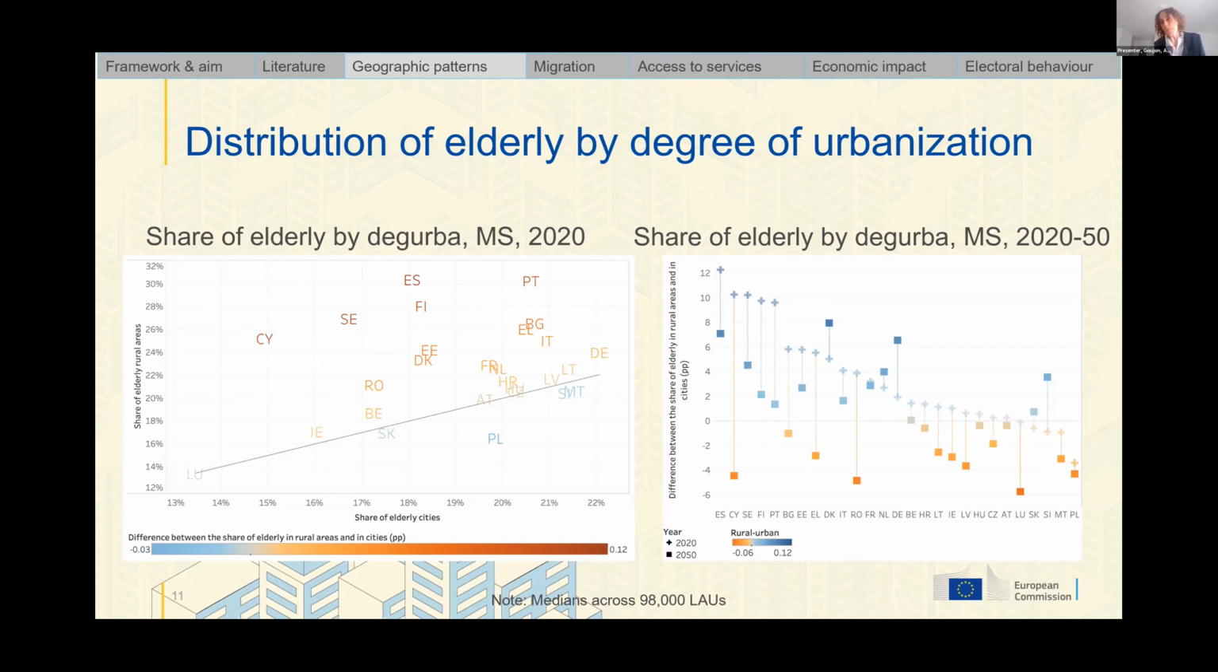For many other member states, the gap would get smaller or reverse, with cities having a higher share of elderly compared to rural areas, like in Romania, Cyprus, or Greece. So these patterns show that urban-rural patterns do not actually explain everything.